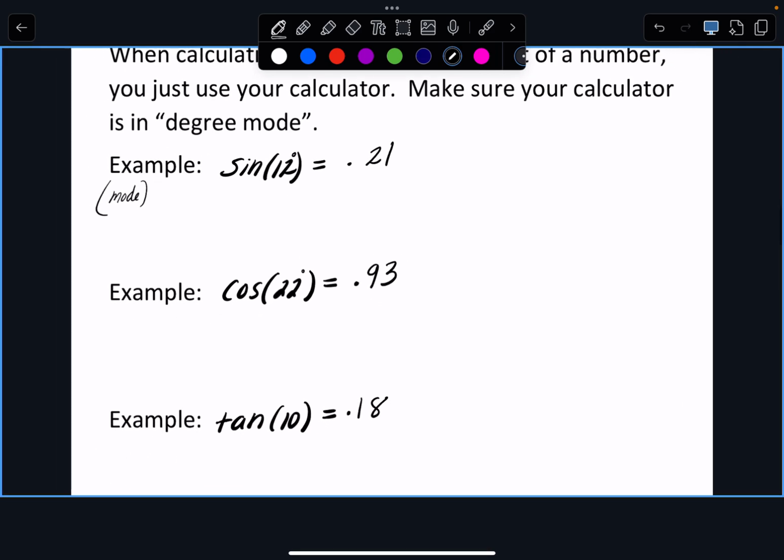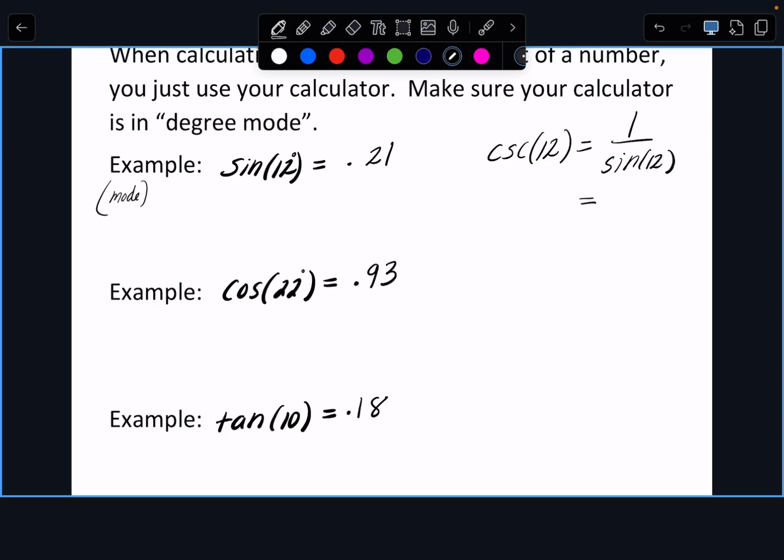Now, what if I ask you to calculate cosecant of 12? Well, there's not a cosecant button on the calculator. And don't say inverse, because that's not the same thing. Yeah, you just say 1 divided by sine of 12. Exactly. So you would do 1 divided by sine of 12 in your calculator. That would give you 4.8. I'm rounding to 2 decimal places, so I guess 4.81.